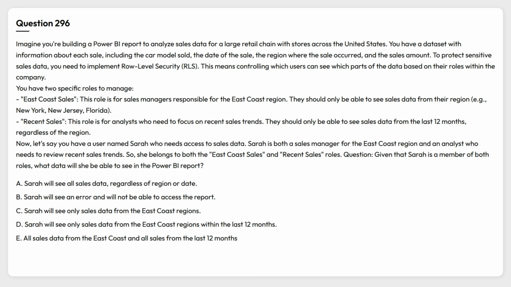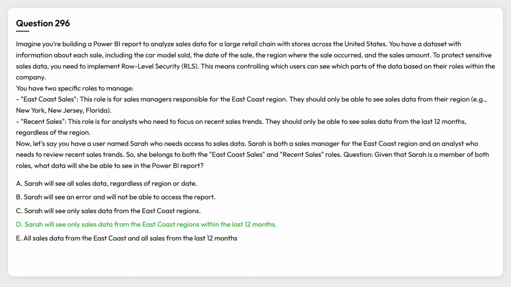Option A. Sarah will see all sales data, regardless of region or date. Option B. Sarah will see an error and will not be able to access the report. Option C. Sarah will see only sales data from the East Coast regions. Option D. Sarah will see only sales data from the East Coast regions within the last 12 months. Option E. All sales data from the East Coast and all sales from the last 12 months.